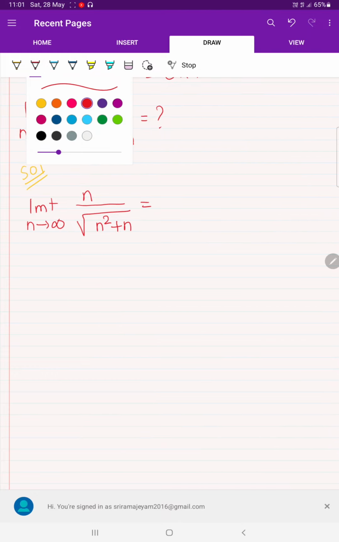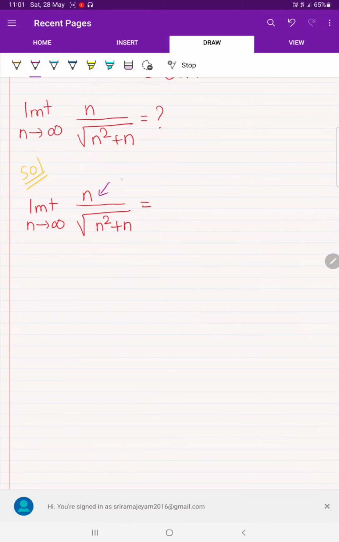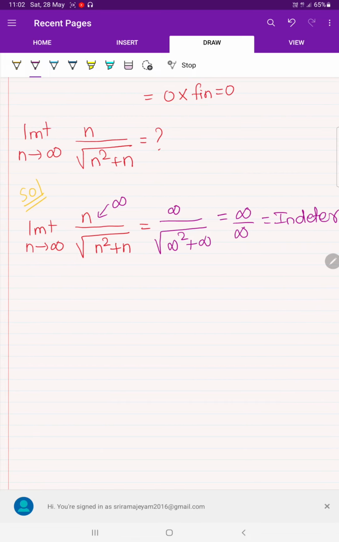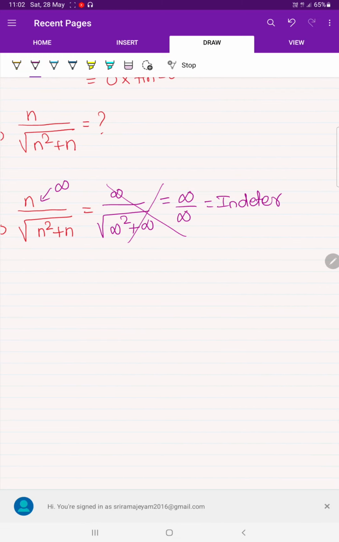Let me tell you what you might have done. Directly you all replaced n by infinity, such that you might have got infinity upon, sir, in the denominator we got infinity square plus infinity. Infinity square will again be infinity, plus infinity, once again infinity only, square root of infinity only. So what is the conclusion, sir? This is infinity by infinity, so I can say this is in indeterminate form, sir. Correct? This is your answer, right? No. Let me tell you, this conclusion is absolutely wrong.